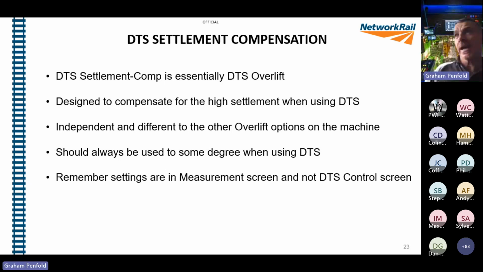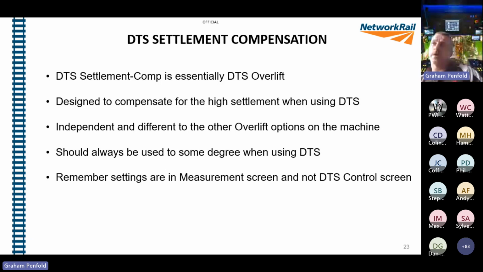The next method I'm going to look at is DTS settlement compensation. As the name mentions, it's settlement compensation when you're using DTS, because DTS, by the nature of it, is designed to settle a track. It does it in a much more friendly way to ballast, on horizontal means as opposed to dynamic loading, a much better way of settling the track. It's a really good method, which I'm going to allude to in the results a bit later on. As the name suggests, it's designed to compensate for the high settlement when using DTS.